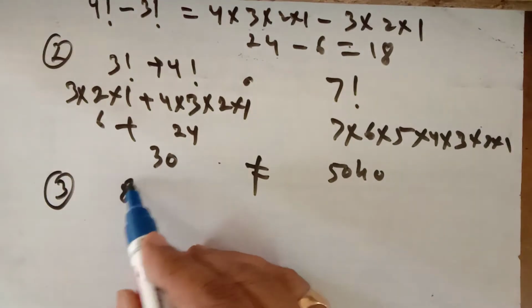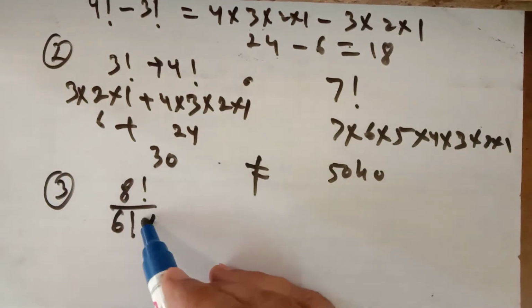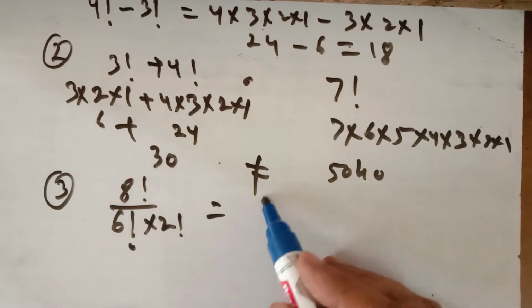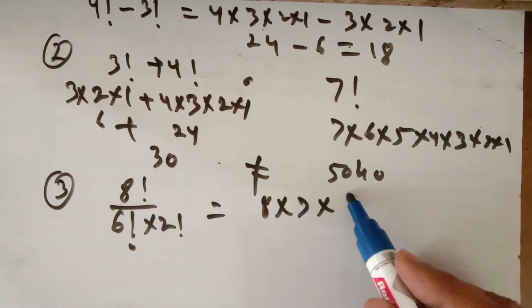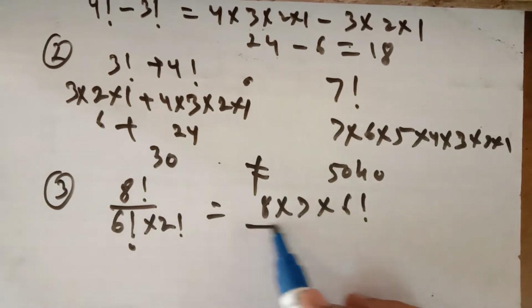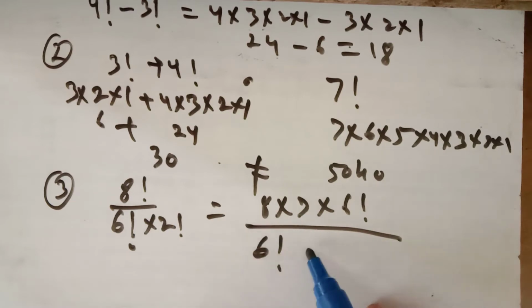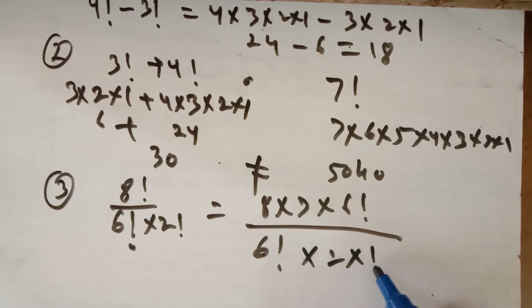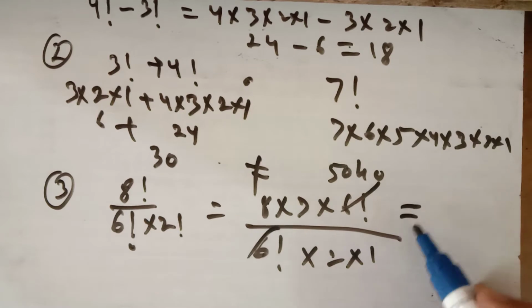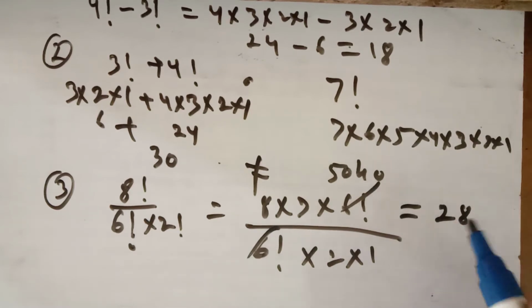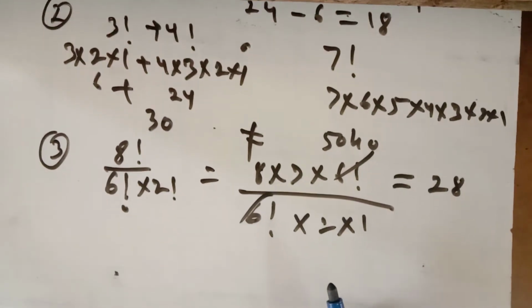Third, you have to find 8 factorial upon 6 factorial into 2 factorial. So for 8 factorial, you can write 8 into 7 into 6 factorial. Why have we done this? Because you can cancel this 6 factorial with this. So 56 upon 2, that is 28, is the value of this.